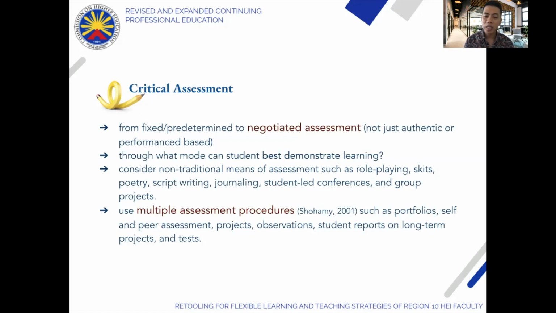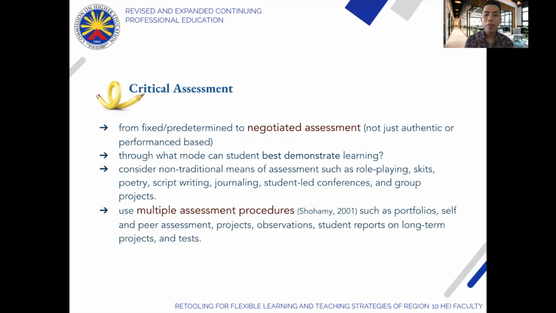make or create how students are assessed, but perhaps we can explore the notion of negotiated assessment, right? And when I say negotiated, we basically encourage the students to participate in the making of assessment. Through what mode can students best demonstrate learning? That's another important question. And we have to consider non-traditional means of assessment, such as role-playing, skits, poetry, script writing, journaling, student-led conferences, and group projects. I think this is very important because they encourage student participation and collaboration.